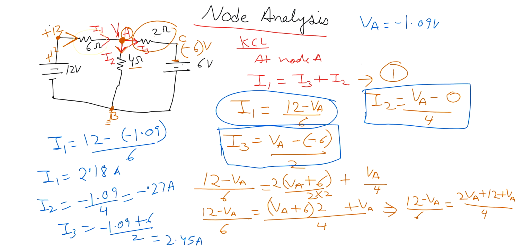So this is how we have found the currents in each resistor or in each branch using node analysis.